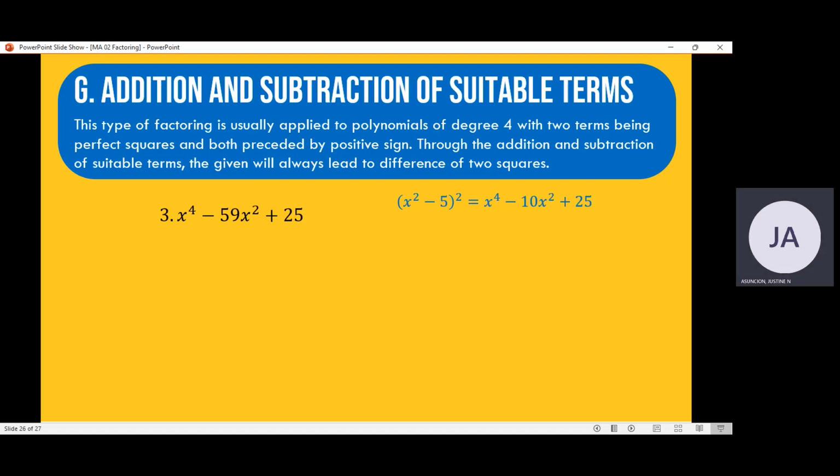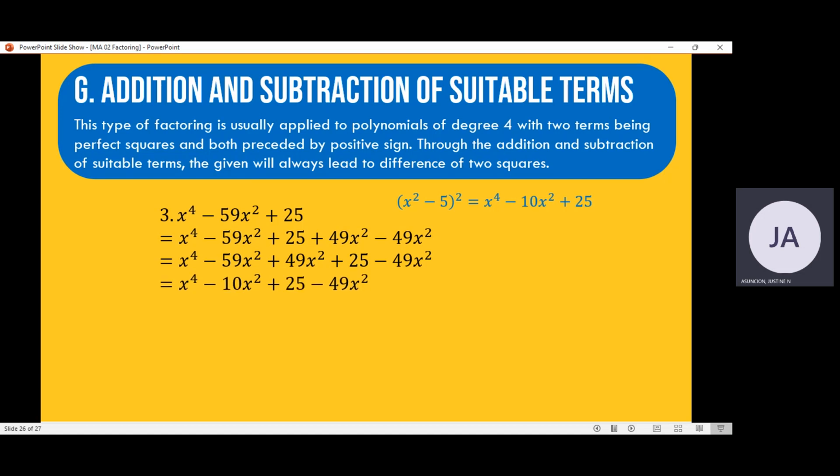So what should be the term we will add and subtract for this? As you can see, we can add 49x squared and subtract again 49x squared. Okay, and it's still the same as our polynomial. So x raised to 4 minus 59x squared plus 25 plus 49x squared minus 49x squared. So again, regroup. Combining like terms, x raised to 4 minus 59x squared plus 49x squared plus 25 minus 49x squared. And negative 59x squared plus 49x squared is negative 10x squared. So x raised to 4 minus 10x squared plus 25 minus 49x squared.